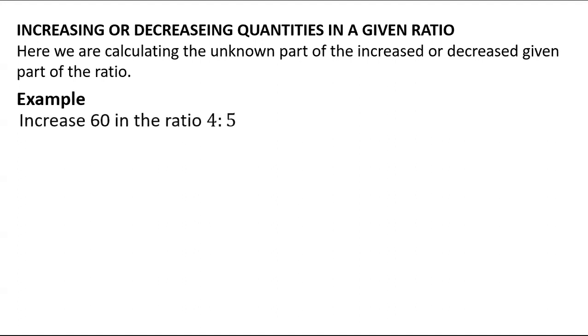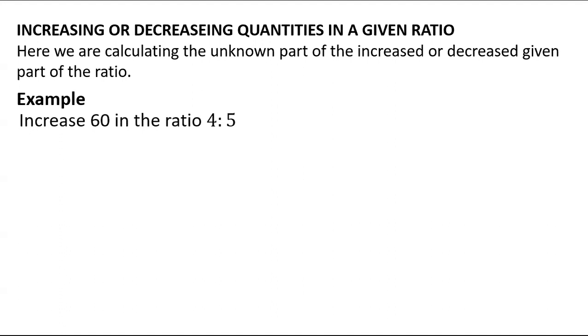Now, increasing or decreasing quantities in a given ratio. Here we are calculating the unknown part of the increased or decreased given part of the ratio. Now, how do we do this? I'll just go through one example quickly. In this example, we are required to increase 60 in the ratio of 4:5.